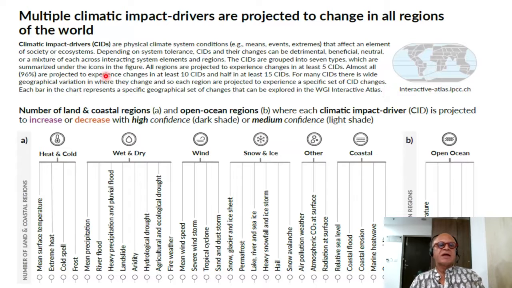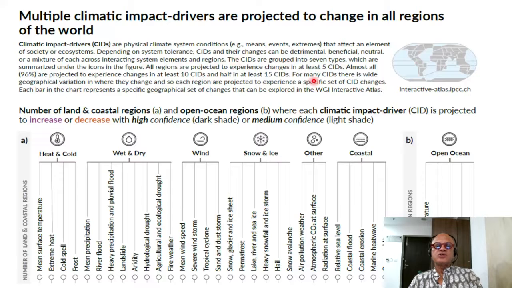Basically, the climatic impact drivers are physical climate system conditions, for example, means, events, extremes that affect an element of society or ecosystems. Depending on system tolerance, CIDs and their changes can be detrimental, beneficial, neutral, or a mixture of each across interacting system elements and regions. So how they affect, multiply, compound events, and so on and so forth.